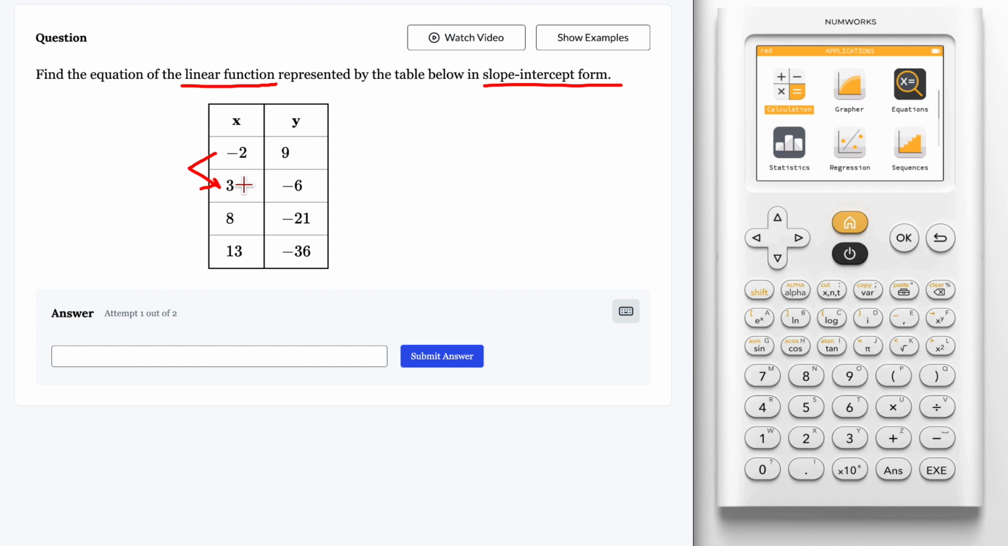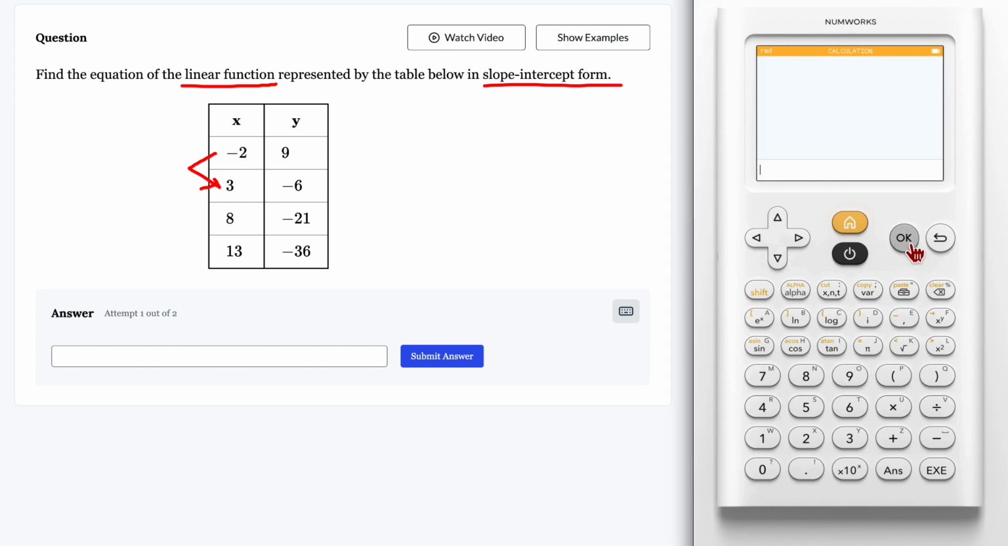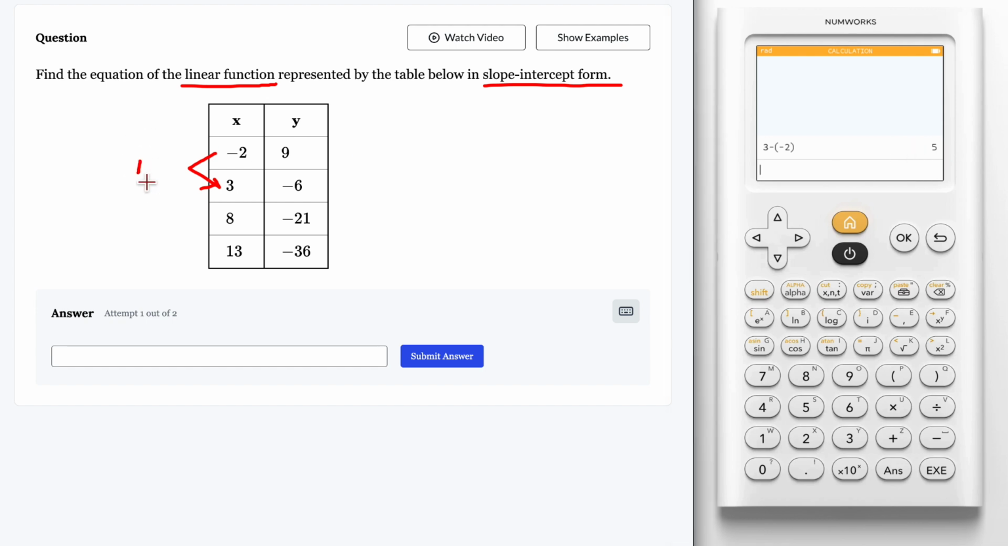So anytime I want to find what this difference is, I can go to my calculator and type in 3 minus -2. I can just type in one number, one integer, or one input, and subtract the other from it. So 3 minus -2 is a change of 5. So I'm going up by 5. So -2 up to 3 is plus 5.